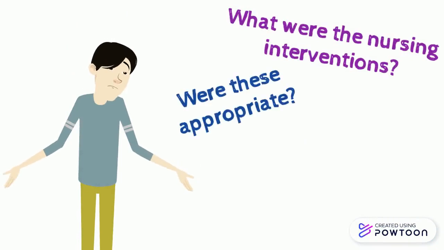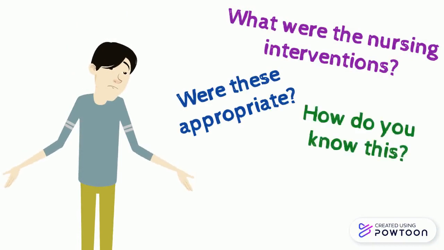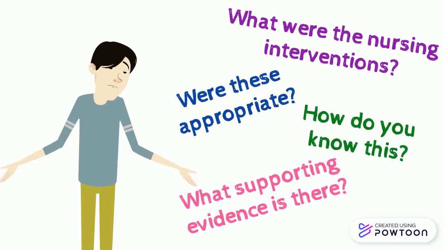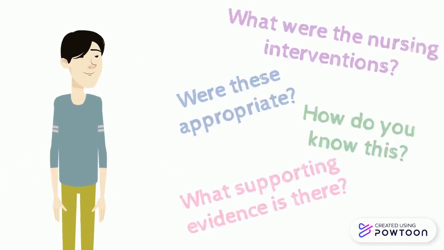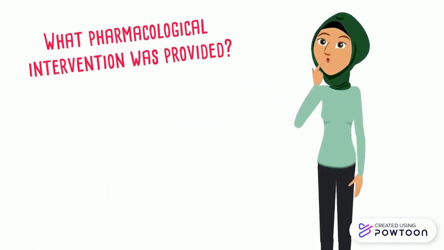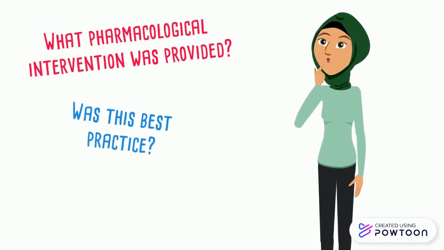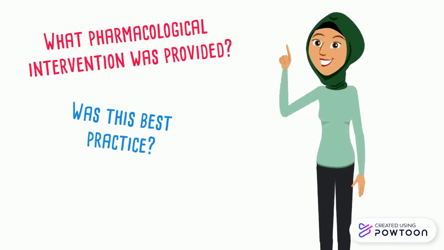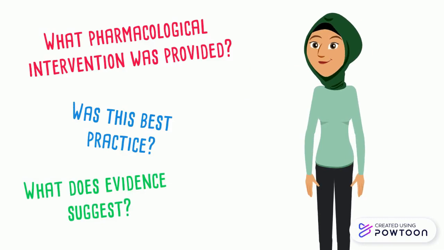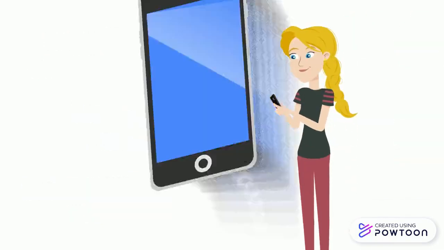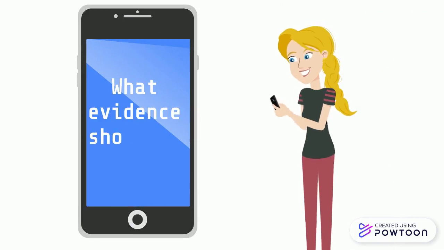What were some of the nursing interventions that you saw? Were these appropriate or not? How do you know this? What evidence is there to support your ideas? What pharmacological interventions were provided to the patient, and are they considered best practice, or does the evidence suggest something different?